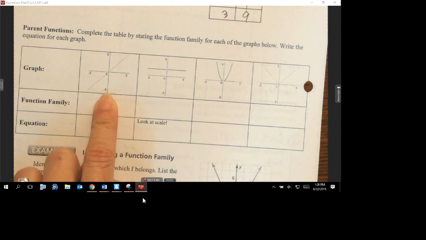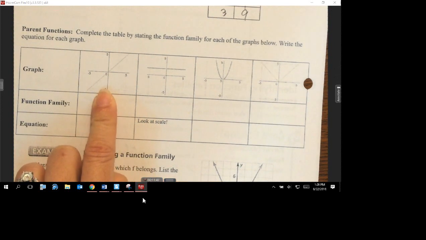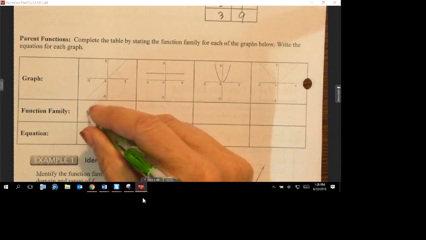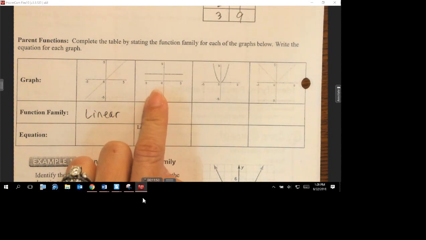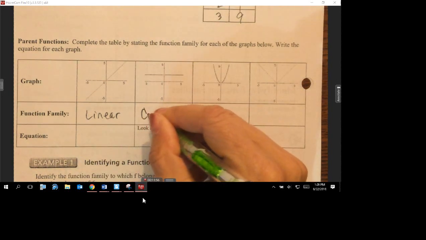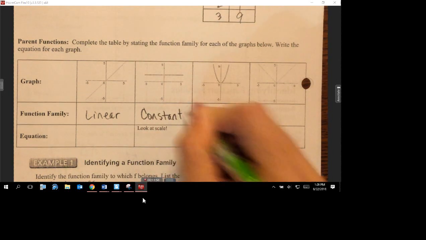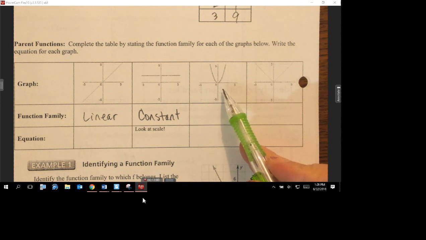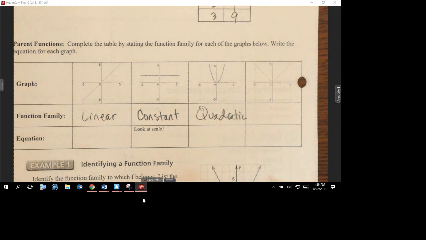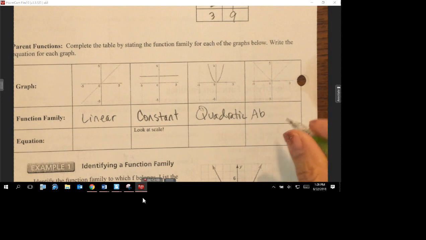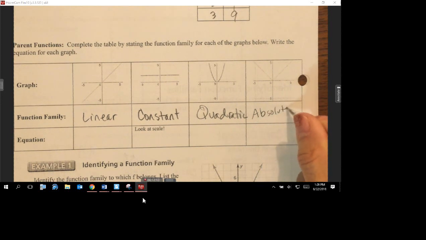What function family do you think this one belongs to? Linear. How about this one? What function family is this one? Constant. What about the third one? Quadratic. And that last one looks like a V. Which one's that one? Absolutely correct. Absolute value.